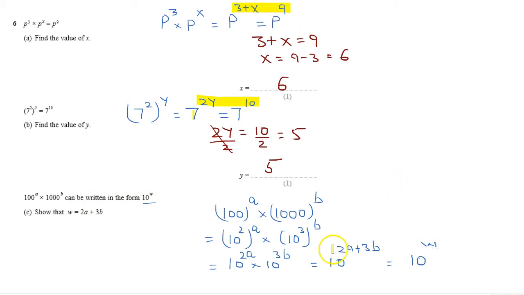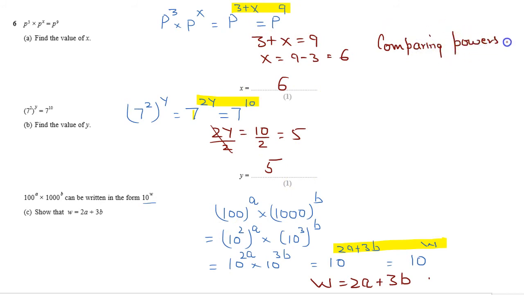So now if we compare, what we can see here is that w is equal to 2a plus 3b. We can write this by comparing powers as the base is the same. When the base is the same, that's why we can compare the powers.